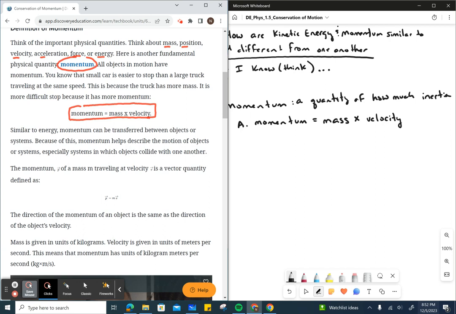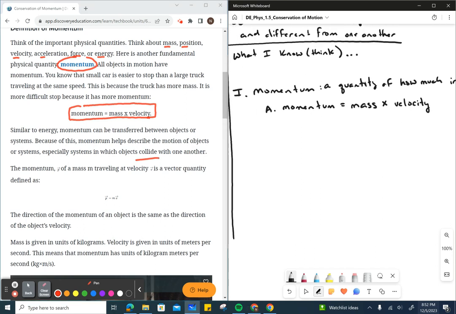Okay, let's read the second paragraph here. It says, similar to energy, momentum can be transferred between objects. Okay, we said that. This helps describe the motion of objects or systems, especially with collisions. My pen stopped working, so I'm just going to use my finger here. So this helps with collision ideas. And the momentum, notice the symbol here, P with a vector arrow over it, of a mass, M, traveling at velocity, V, is a vector quantity defined as P equals M times V. Okay, that's maybe something new for us. So letter B here.